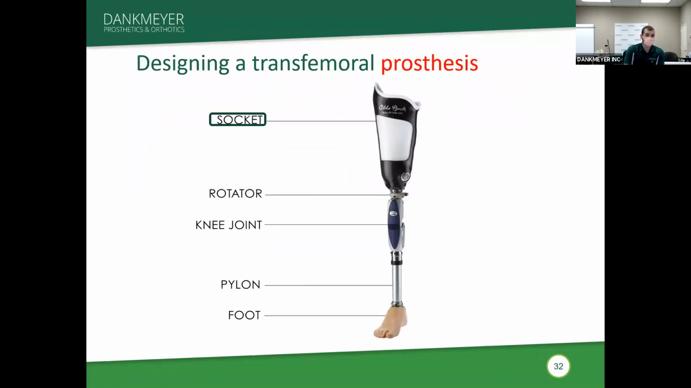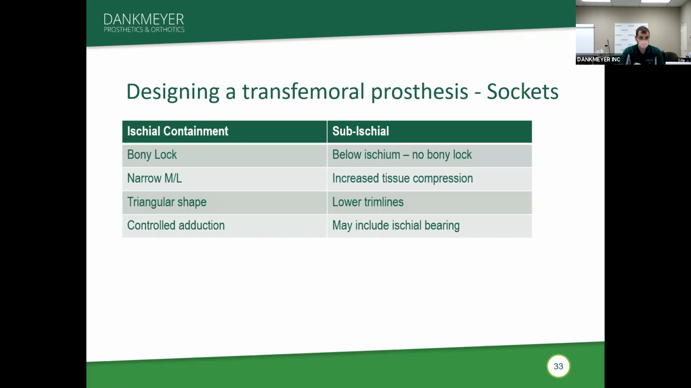All right, so moving on to designing of a transfemoral prosthesis. The first thing we're going to talk about is the socket design. Typically, I'm going to go in a little bit different direction than probably most of you have seen before. Typically, you'll see the two major socket designs as ischial containment and quad. Those are the typical old school terms. They've been around for a long time.